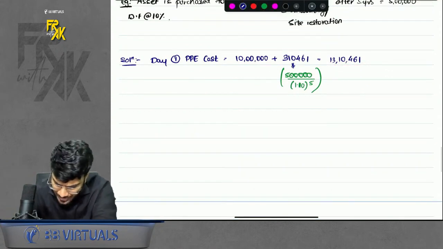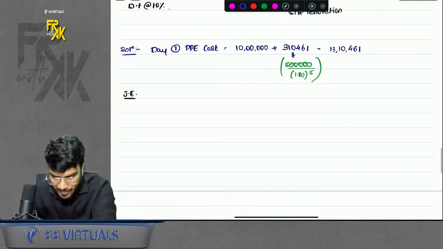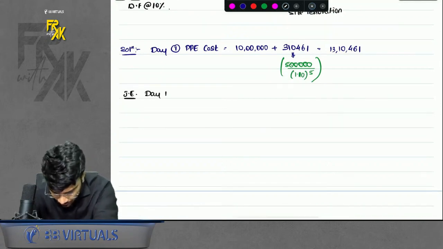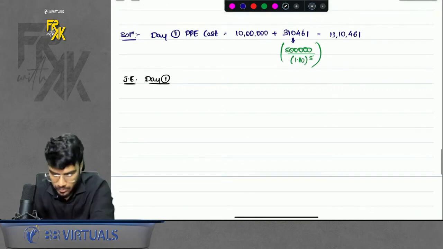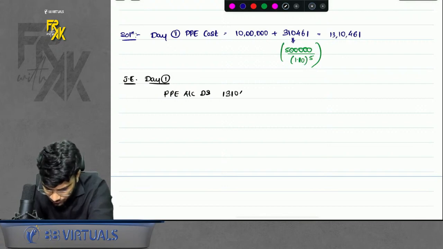So the cost of PPE is 13,10,461. Now let's try to visualize the entry on day 1. What will be the journal entry on day 1, sir? Okay, so we will say PPE account debit. We will record the PPE at cost, 13,10,461. We will say to cash bank account.